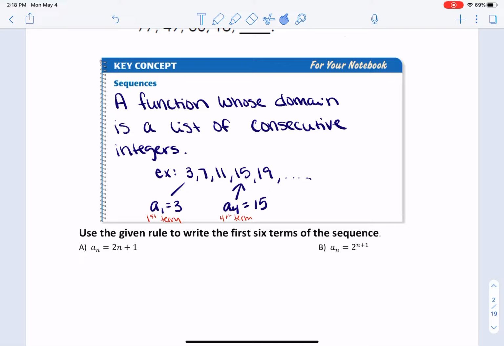Hi everybody, welcome to Chapter 12a, where we are going to be learning about sequences. So first, let's talk about what a sequence is.